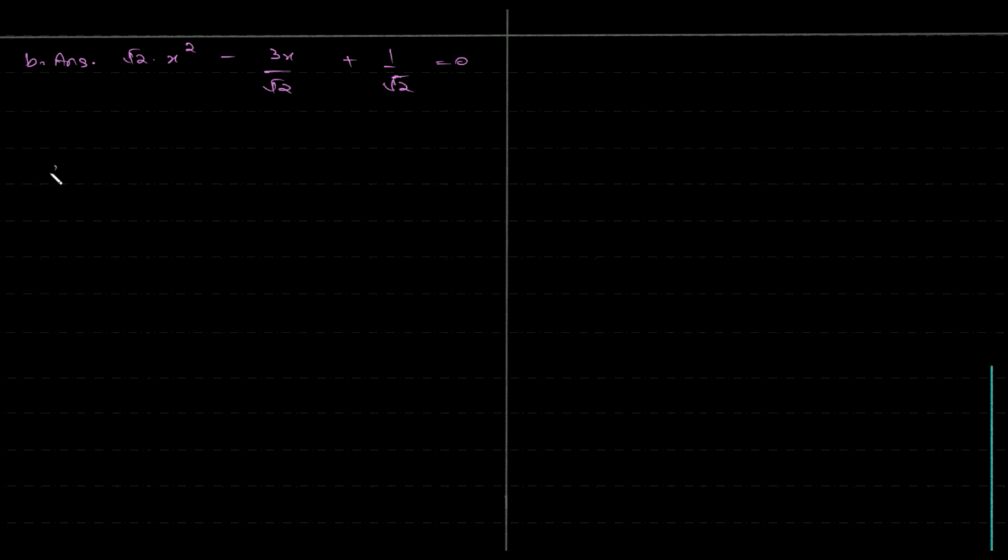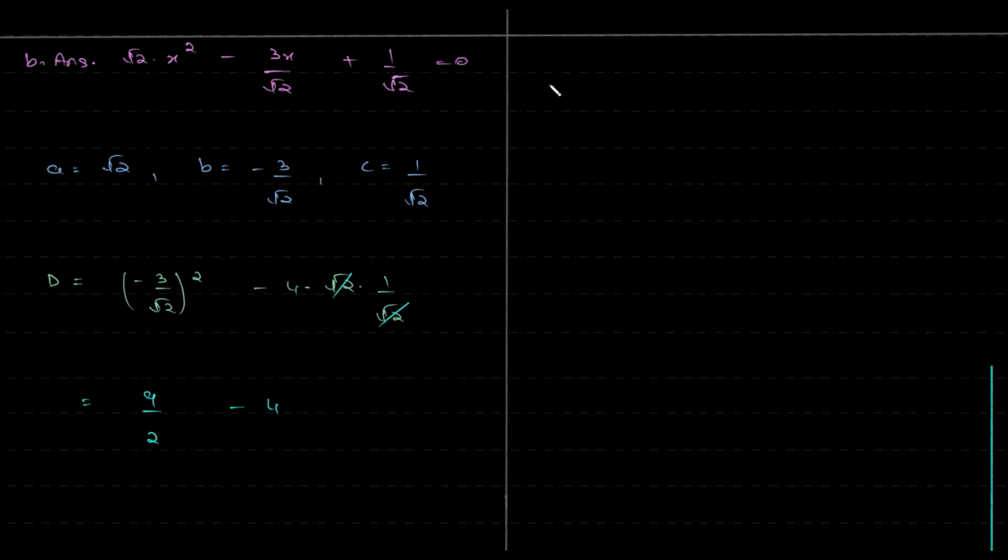So here what is a? a is √2, b is −3/√2, and c is 1/√2. And we have D, which is equal to b² − 4ac, and then we have root and root getting cancelled. This is 9/2 − 4. I hope you guys understood why it is so.